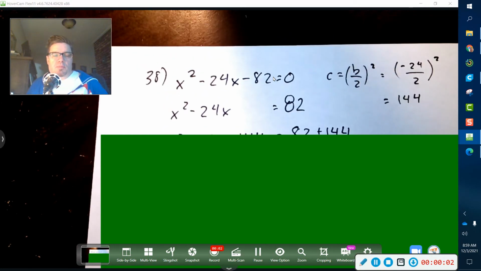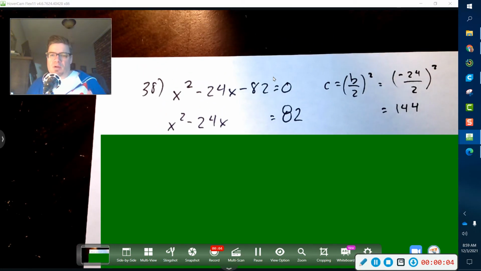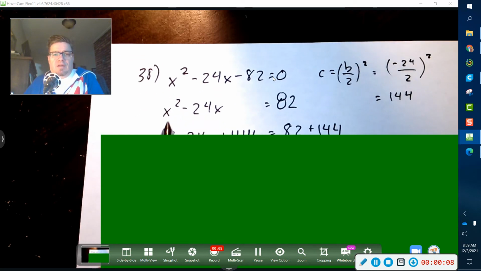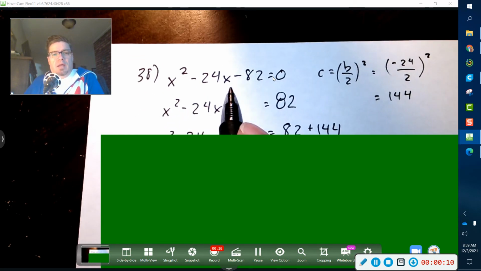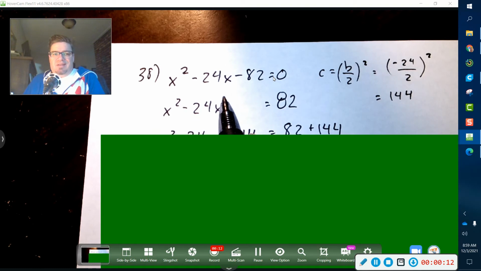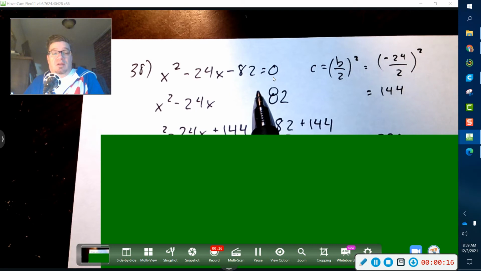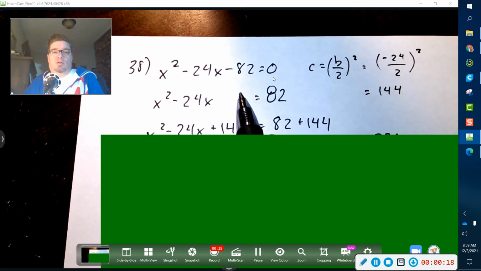Alright, section on completing the square. Now this is going to be extra credit, but I'm going to go over it anyway. So for 38, we've got this quadratic. And normally we would just try to factor this and use the AC method, but if you know completing the square, it is a possibility. You can kind of save yourself the time of a quadratic formula.